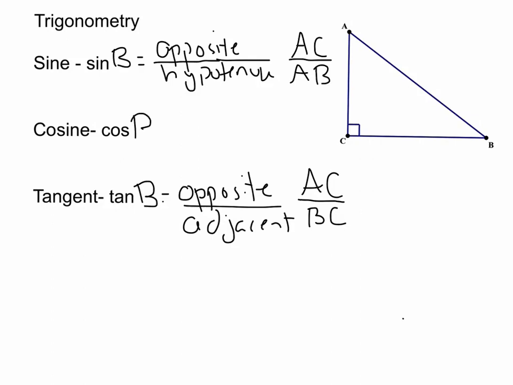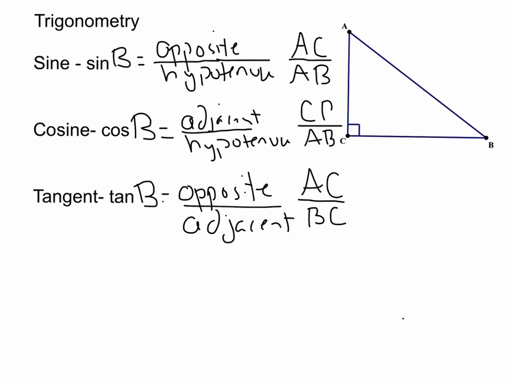Cosine, again, find the cosine of angle B. Cosine is adjacent over hypotenuse. Our hypotenuse stays AB, but the side adjacent to angle B, the closest leg to B, is leg CB. So we're setting up three different trig ratios, three different ratios of sides, based on the trig function and based on the angle.